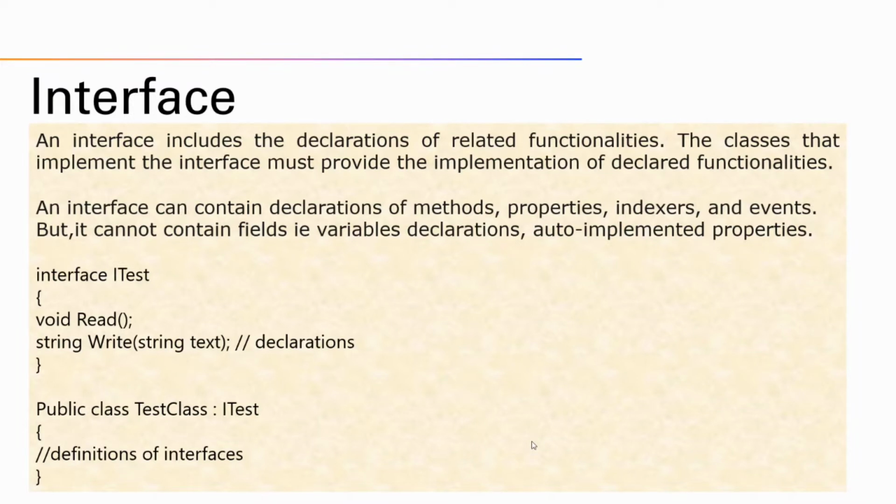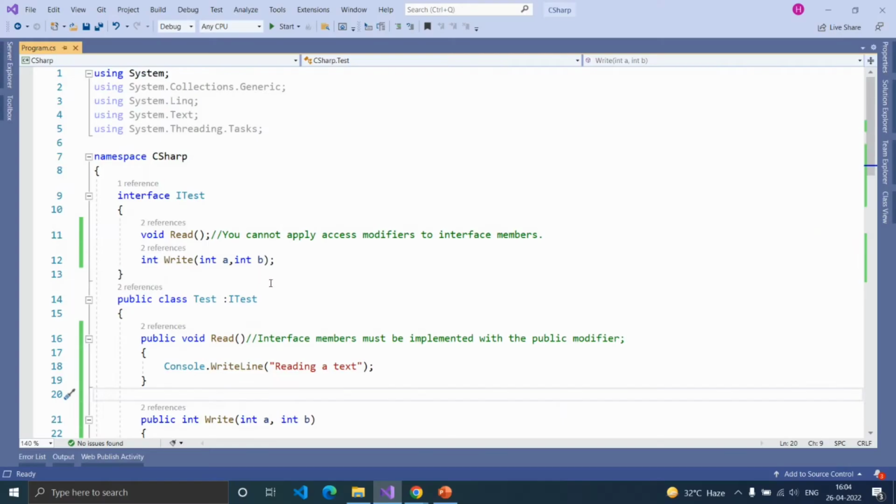An interface can contain declaration of methods, properties, indexes, and events, but it cannot contain fields, that is variable declaration, auto implement properties. To create an interface, use the interface keyword and provide any name which you want, and inside the bracket provide the declaration of methods or properties or indexes or events. And if you inherit these interface inside any class, you should provide definition of all the declaration contained in the interface. Let's see an example.